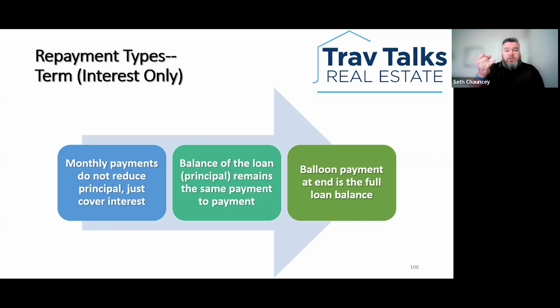So there is fully amortized, partially amortized, then there's interest only. Interest only and partially amortized both have balloon payments at the end. Fully amortized does not. It's just the exact same payment every single month until the last one, and then your balance is zero.